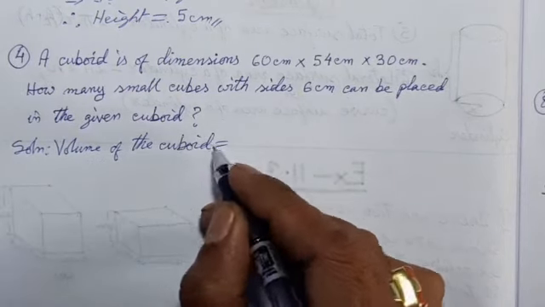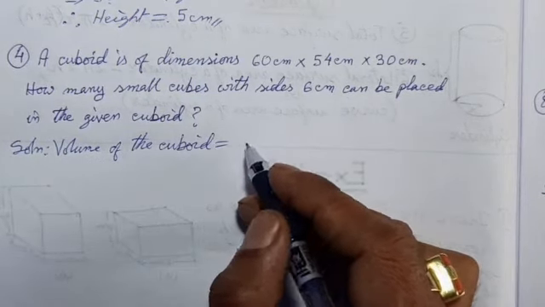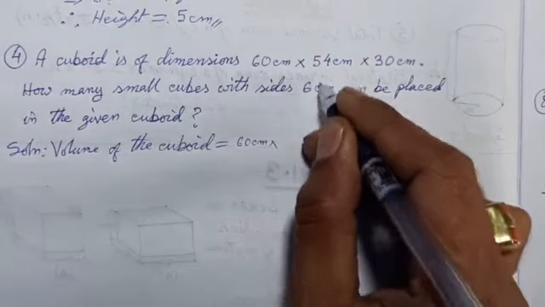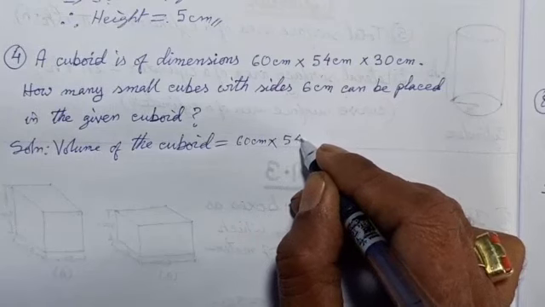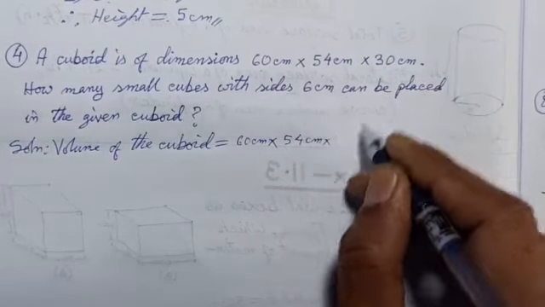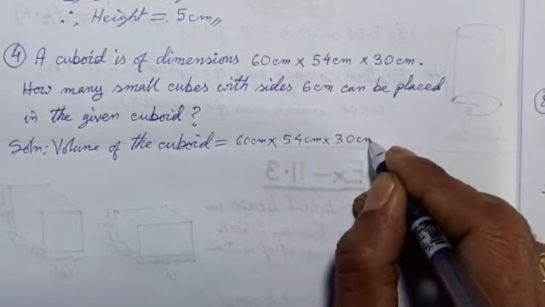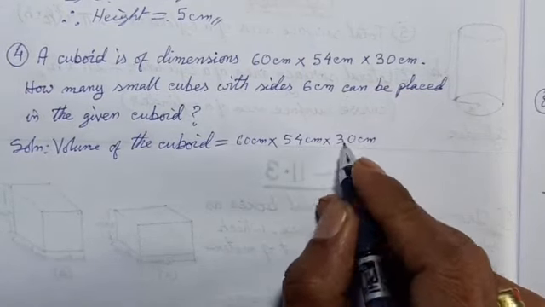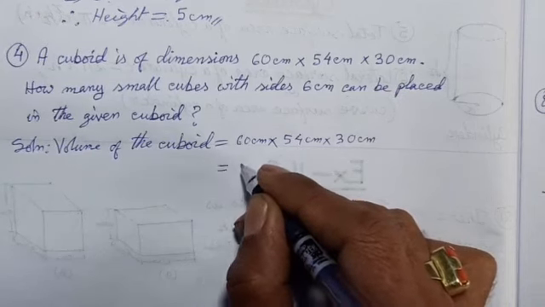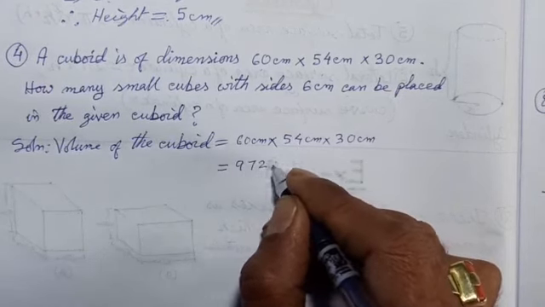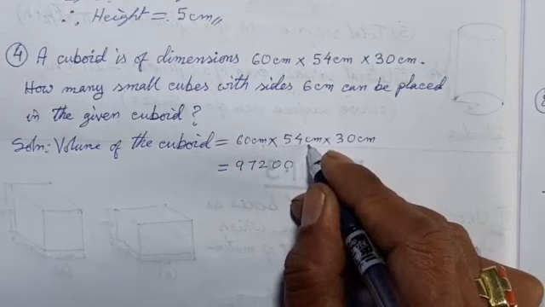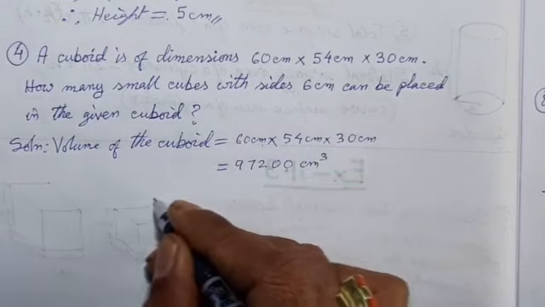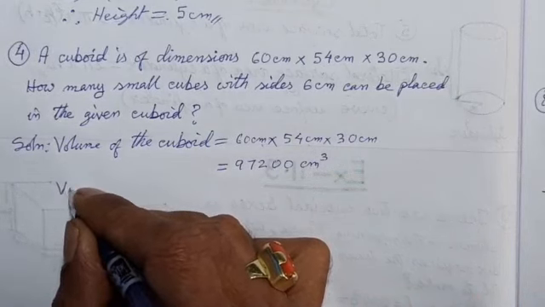The formula to find out volume of the cuboid is length into breadth into height. Length is 60 centimeter, and breadth is 54 centimeter, and height is 30 centimeter. If we multiply 60 centimeter and 54 centimeter and 30 centimeter, we'll get 97200 centimeter into centimeter into centimeter, which is centimeter cube.